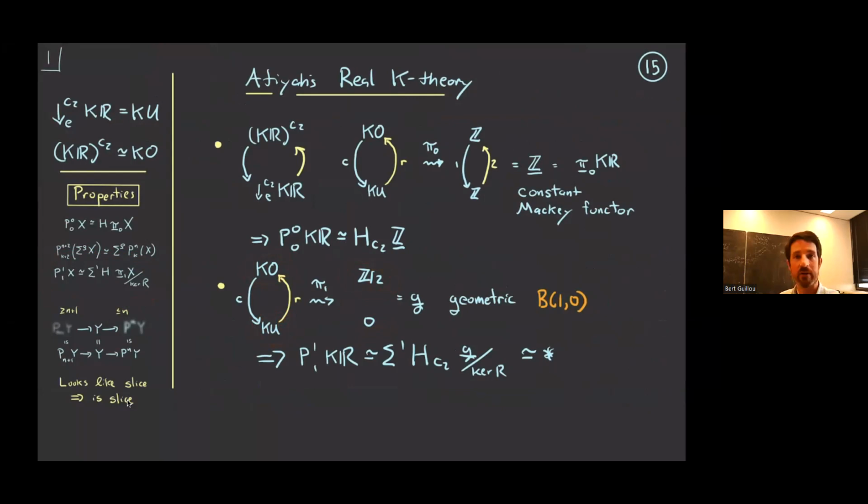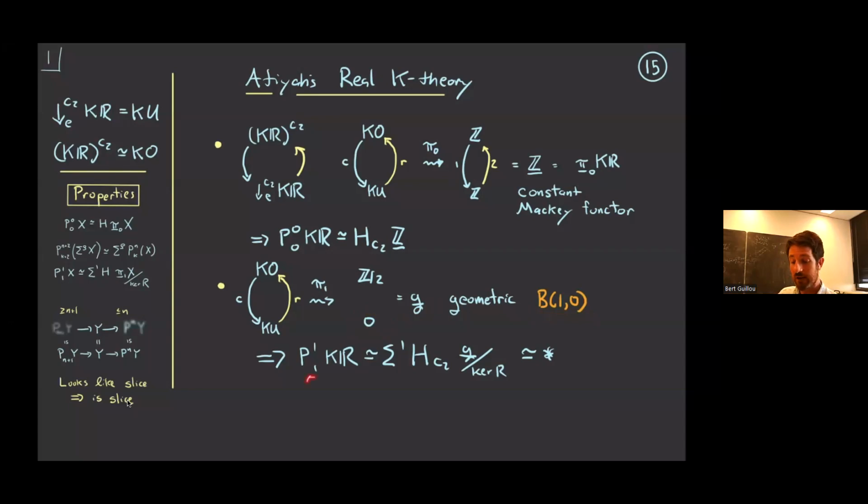So I refer to this Mackey functor as little g because it's a geometric Mackey functor in the sense that it vanishes at the bottom. Hill, Hopkins, and Ravenel call this B10, but anyway, I refer to it as G. So there we go. We have the Mackey functor.